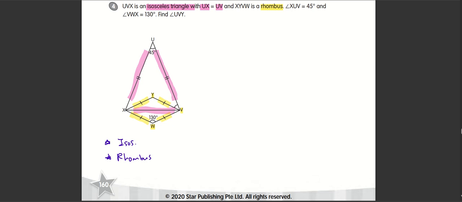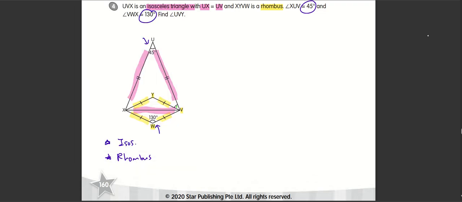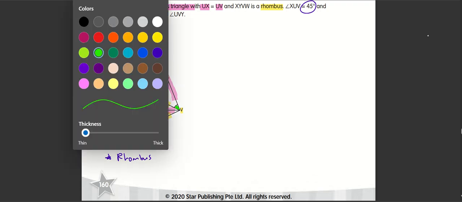And then you have a given angle here, 45 degrees, which is here. And you have another given angle, 130 degrees, VWX, which is here. And you have to find the unknown angle UVY. So here. Okay, so with that, I can already start solving the questions.